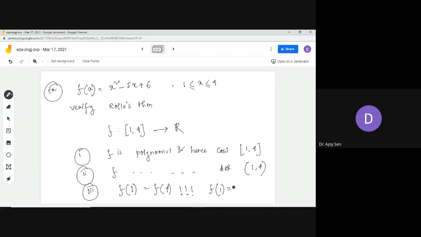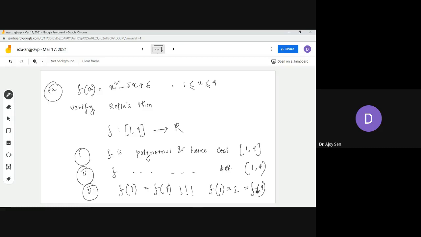If you calculate this, you will get 2. And if you put in 4, you will get 4 squared, 16, minus 4 into 5, 20. 16 minus 20 is minus 4, and minus 4 plus 6 is 2. So you see this is happening: f of 1 is equal to f of 4. So this function satisfies the prerequisites of Rolle's theorem.